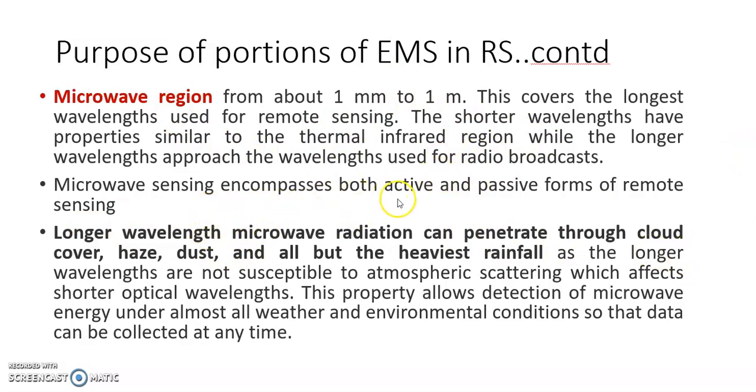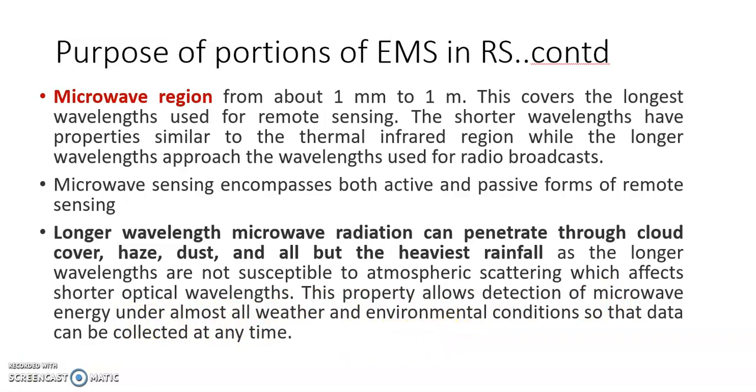Microwave sensing will be active as well as passive form of remote sensing. Longer wavelengths of microwave radiation can penetrate through cloud cover, haze, dust, and basically it can pass through all the types of aerosols. So even if you want to take an image while it is raining, you can, if you are making use of the microwave portion. So this property basically allows detection of microwave energy under almost all weather conditions. So you are weather independent when you are taking images from satellites or from aircraft.